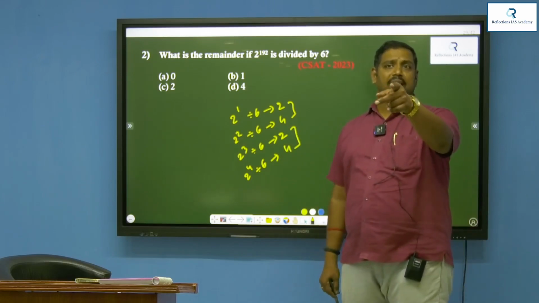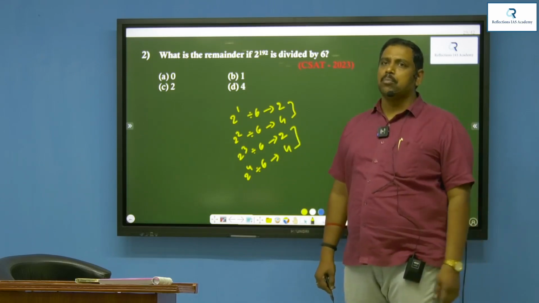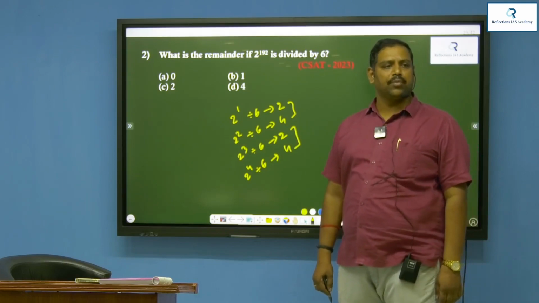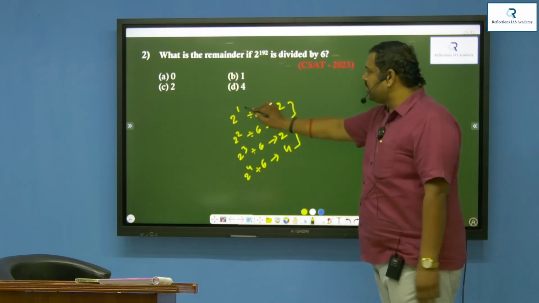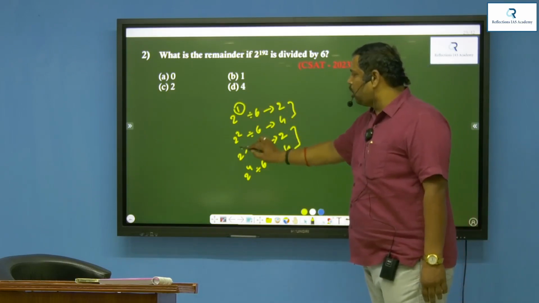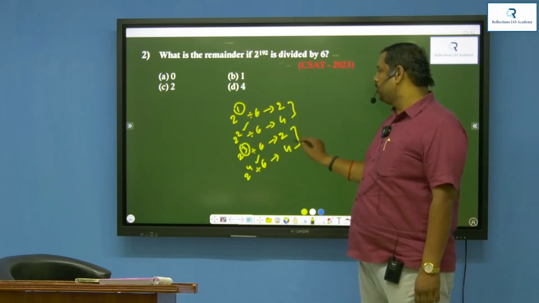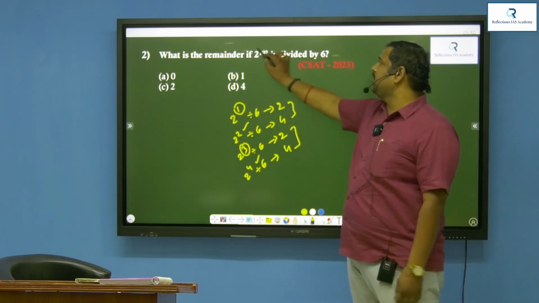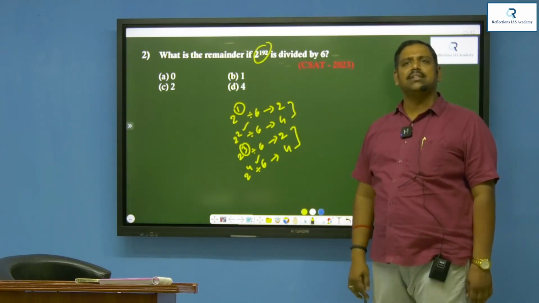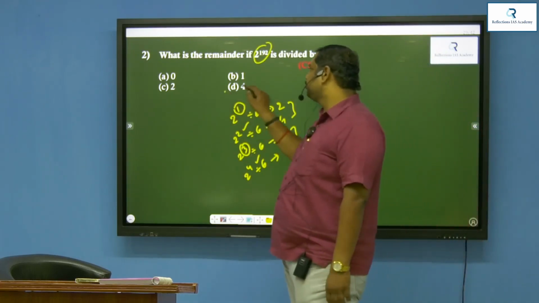Since it repeats every 2 times, as I already said, we only have to check whether the power is even or odd. Yes or no? Okay, 2 power this, is it even or odd? This is odd. What's the answer? 2. 2 power even, what did you get? 4. Okay, now tell me, 2 power 192, even or odd? Even. Means the answer is 4. The game is over.